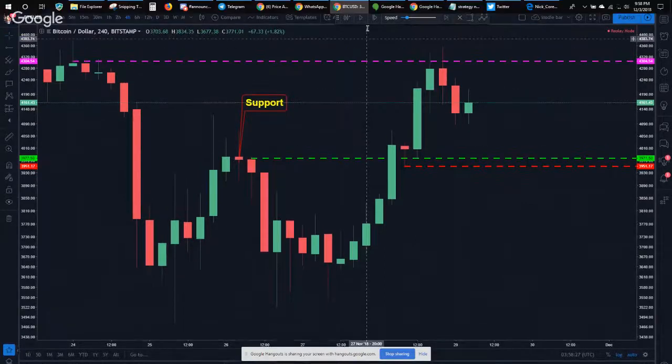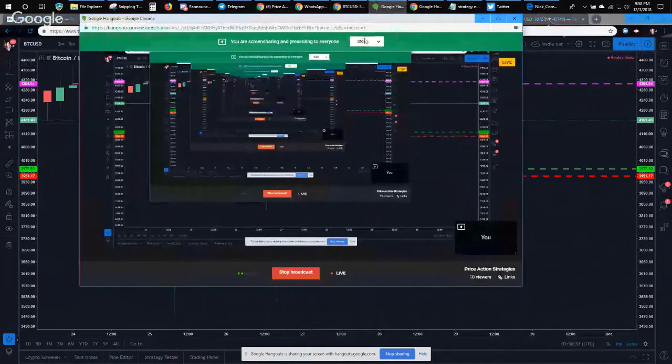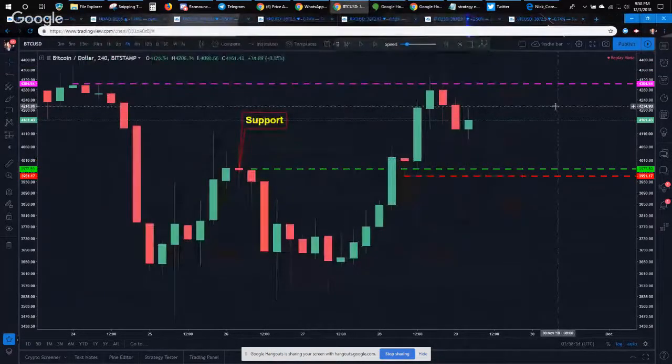Okay. Any questions on the inside bar setup there? I'll give it a second for you guys to catch up. And then we'll move on to the next one, which is called Spring at Support, which is very common with Bitcoin.